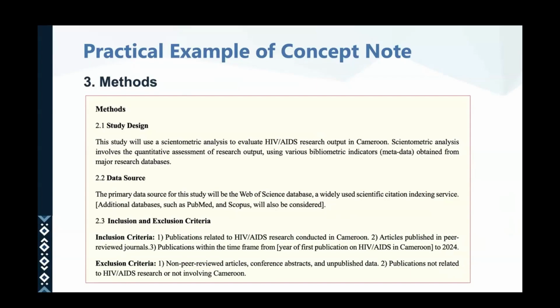And these are bibliometric indicators, metadata like author names, titles, abstracts, and so on. And our data source is going to be, as outlined here briefly, Web of Science, but at this stage, we're thinking about the potential of including other databases like PubMed and Scopus. And we outline here our inclusion criteria. What type of papers do we want to include?